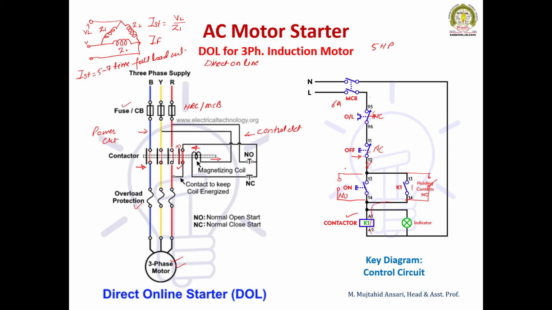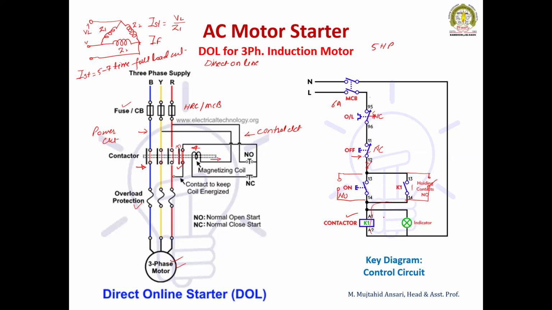So all on buttons, all on sensors are connected in parallel with the start button, and all sensors which are used to trip the motor or switch off the motors are connected in series with the stop button. So this is called a key diagram. The key diagram is very important to understand the starters' operations, their automation systems, remote control of the motor, remote control with the wiring system.